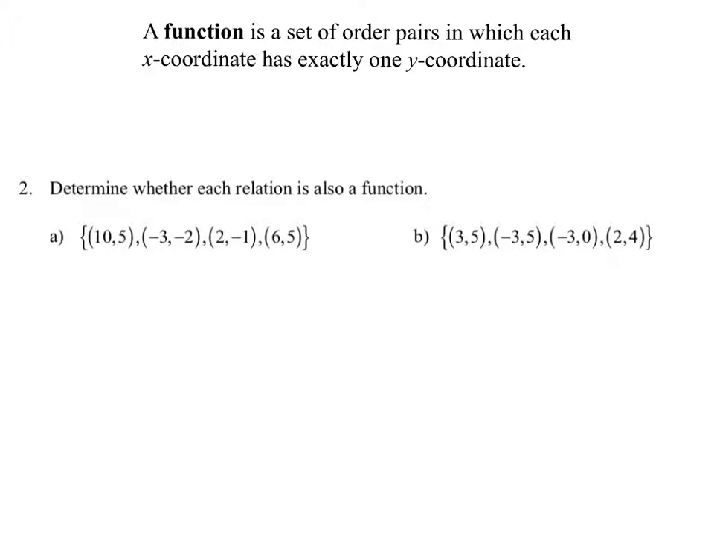A function is a set of ordered pairs in which each x coordinate has exactly one y coordinate. That means if you're looking at a list of points that is in a relation, there should be no repeated x values with different y values.